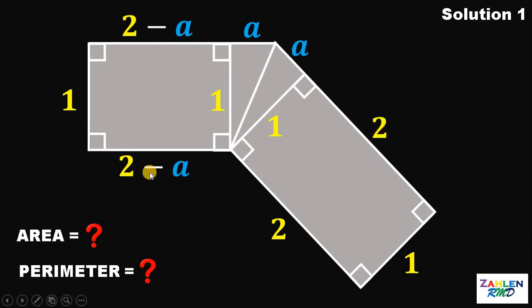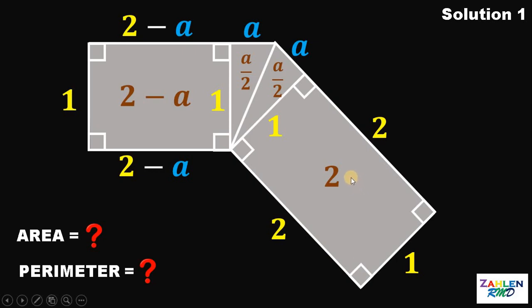Now we are ready to find its area. What we're going to do is to find the area of each figure, then add all of them. So the area of this rectangle right here must be 2 minus A times 1, or just 2 minus A. Now the area of this triangle must be 1/2 times base times height, or simply A over 2. Also, since they are congruent, the other triangle must also be A over 2. And the area of this rectangle must be equal to 2 times 1, or simply 2 square units.